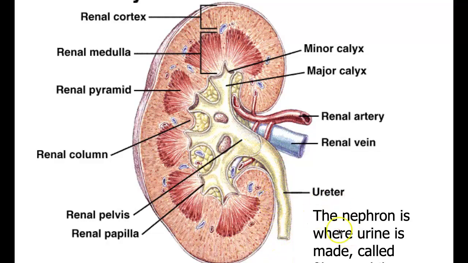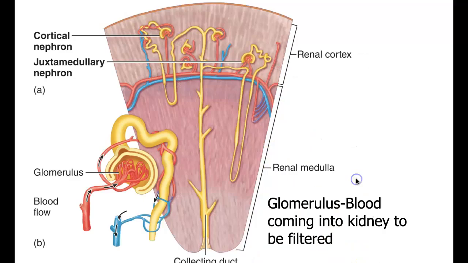Okay. The nephron, where the urine is actually made, is going to be lined up all along this cortex. And so we'll see some closer up views in a few minutes here. We call urine filtrate while it's inside these nephrons.